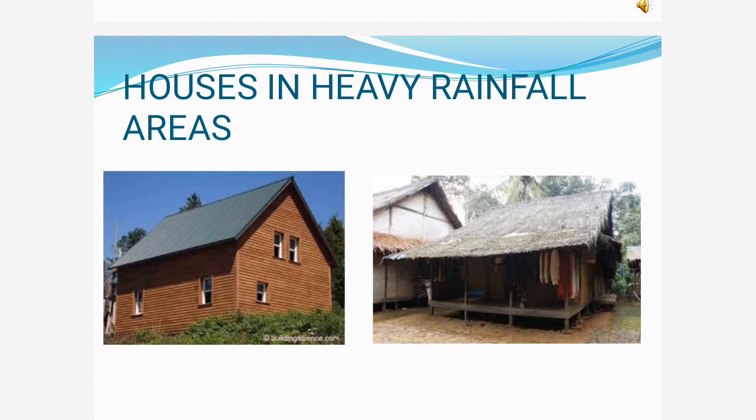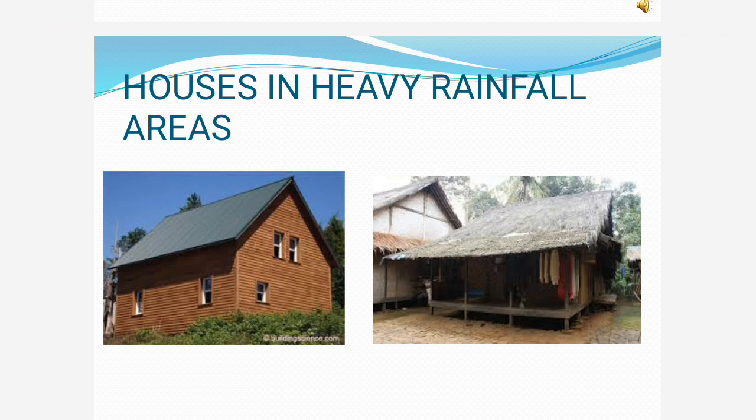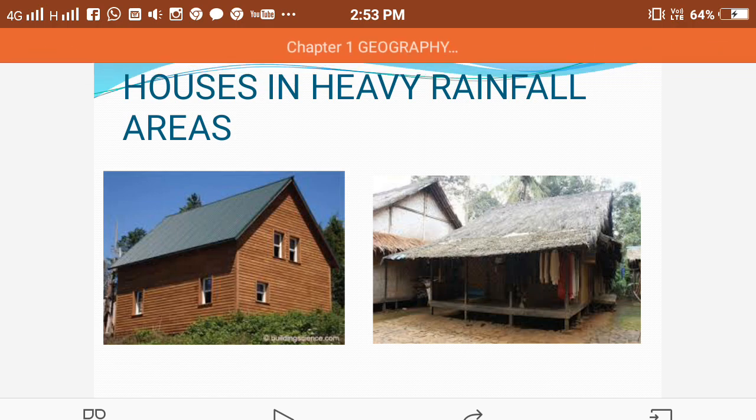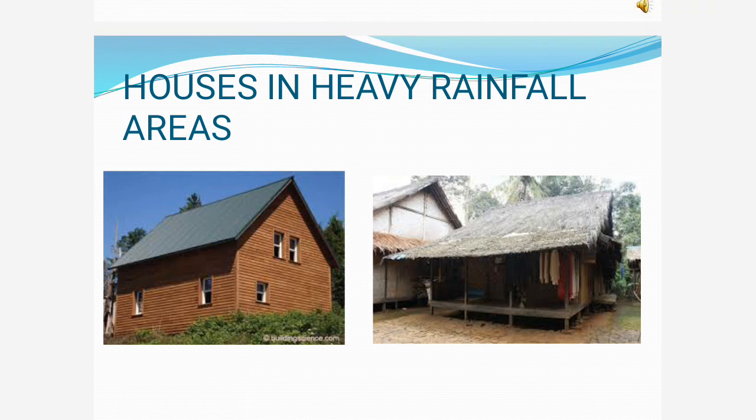Let's look at the picture which gives you an idea where there is heavy rainfall. As the rainfall is very high, the water should drain out quickly. That is why the roofs are steep, which helps the water to flow easily. The house in the second picture is found in the Konkan part of Maharashtra. You can see the roof of the house is very steep, which helps the water to flow down easily.